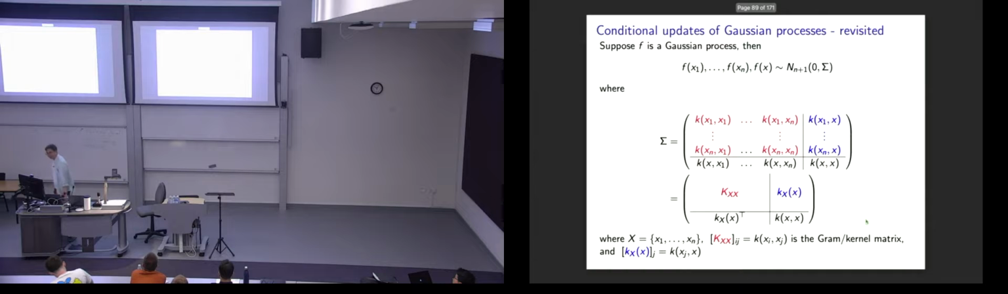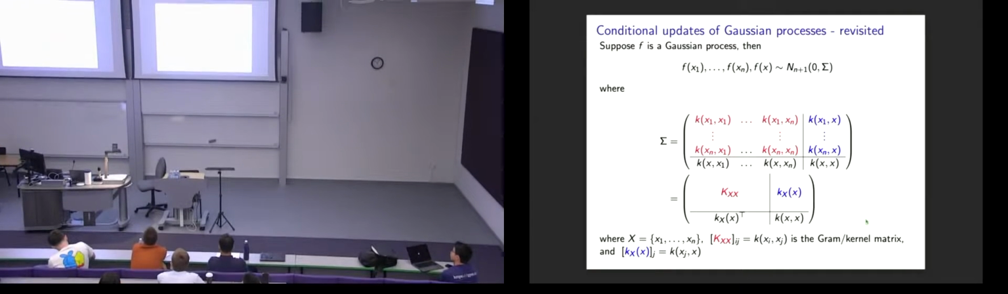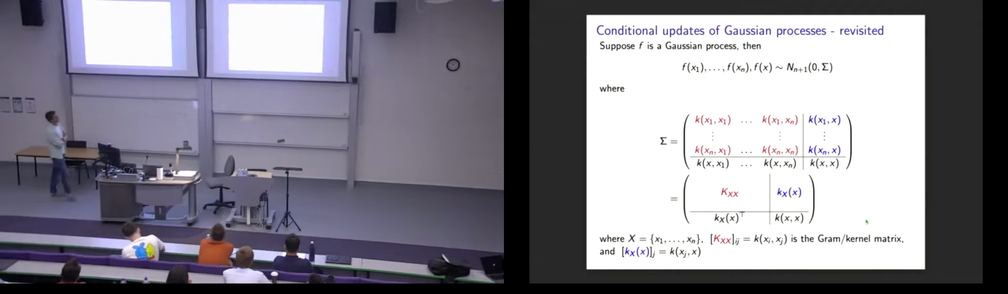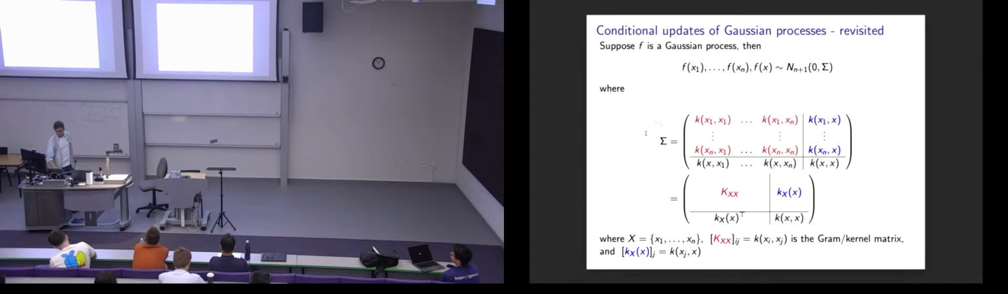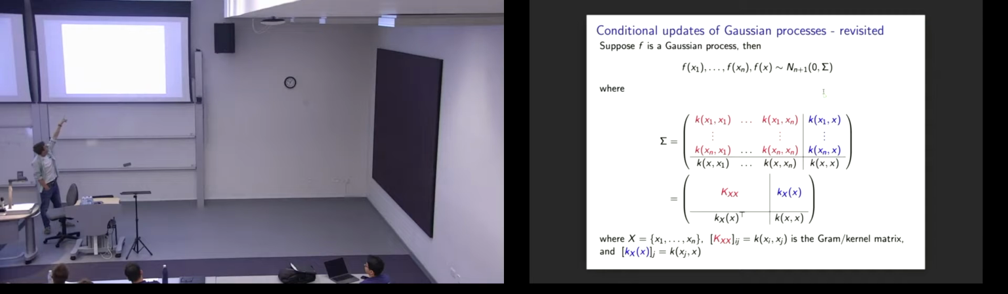Well, let's just skip ahead to that. How do we get those values? Well, we use exactly what we did before. So here we've got the situation where we've got n inputs, so we've got f at x1 up to xn plus the value at x, and we know that's a multivariate Gaussian distribution, and I've assumed here it has mean 0. The covariance matrix is given by the kernel function. So the variance of f1 is k(x1, x1). The covariance between f(x1) and f(x2) is k(x1, x2), and so on. That's this matrix here.